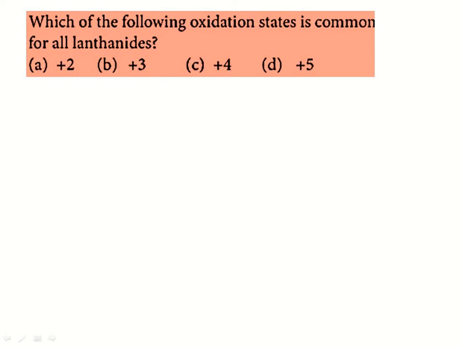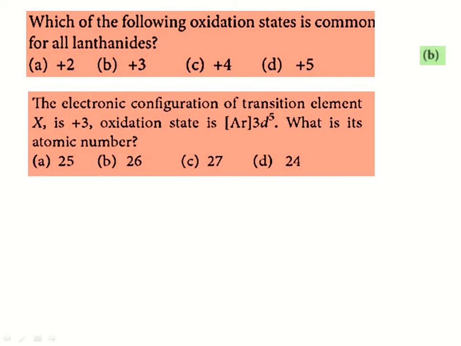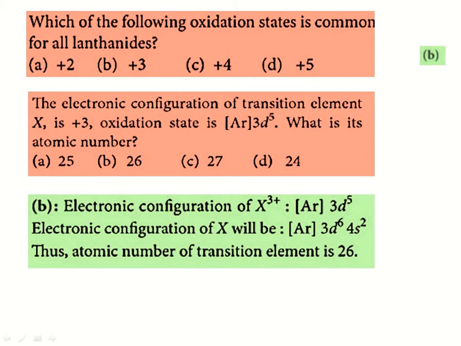Next question. Which of the following oxidation states is common for all lanthanides? +3 is common for lanthanides. The oxidation state of transition element X is +3 and its electronic configuration is 3d5. So what is its atomic number? You have to add 3 electrons for it. Then it will become 3d6 4s2. That is iron.